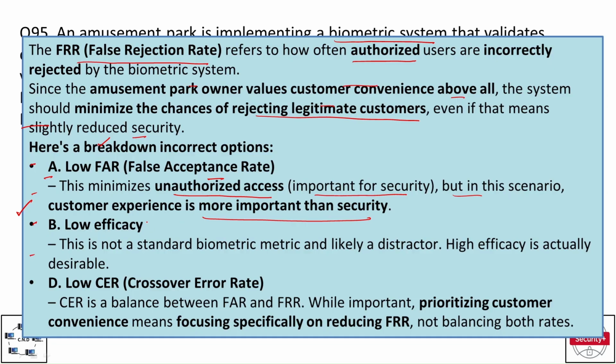And low efficacy, this is not a standard biometric metric and is likely a distractor. High efficacy is usually desirable. And low CER. So CER is crossover error rate. CER is a balance between FAR and FRR. While important, prioritizing customer convenience means focusing specifically on reducing FRR, not balancing both rates.